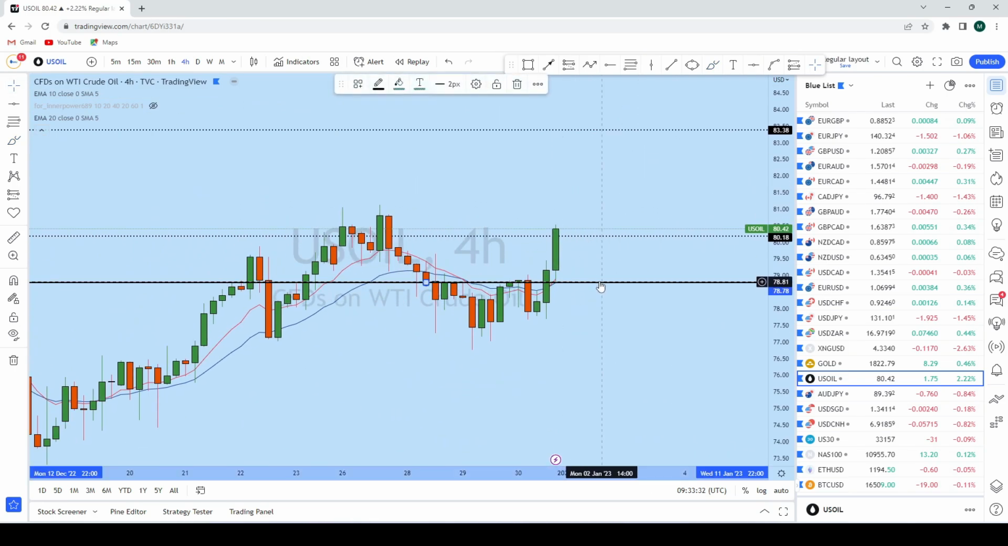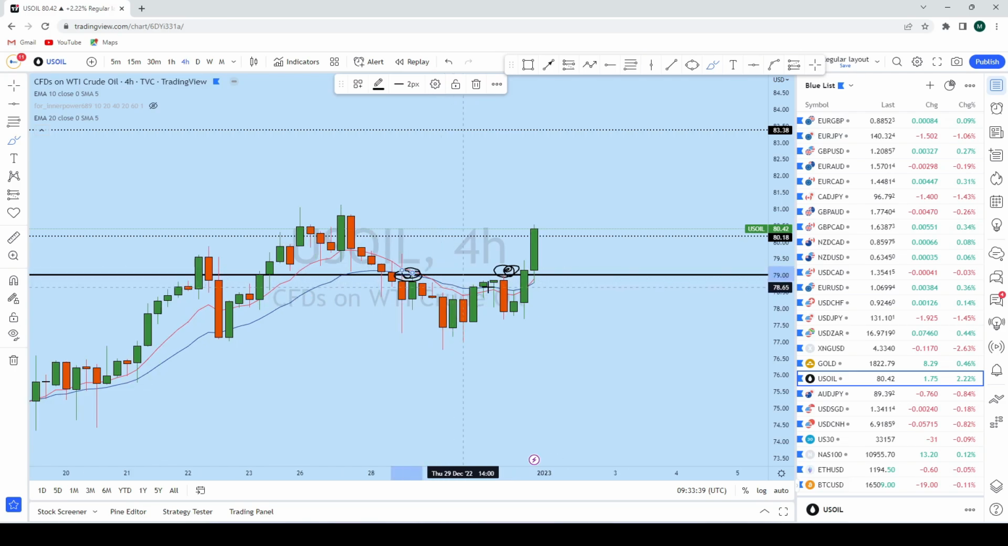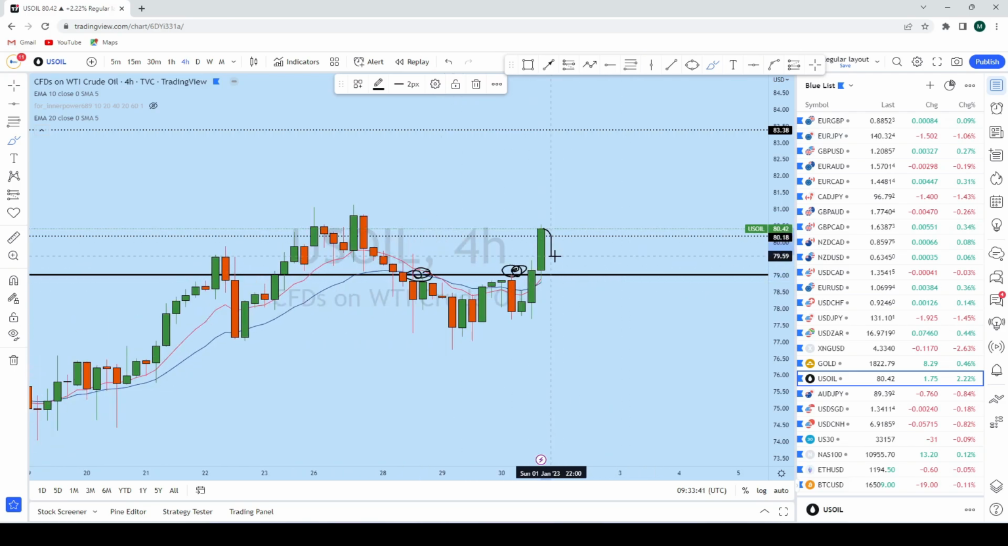So if we look at the intraday perspective on US oil, we see that there has been a reversal pattern here, and we can make a level. This is the previous resistance zone on this reversal pattern, also a previous resistance zone here, and from this level we can expect the price to go ahead and test this level and then continue to rise.